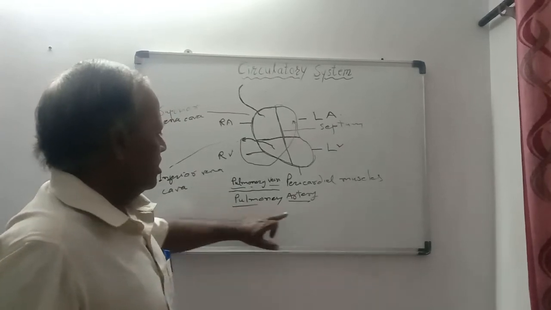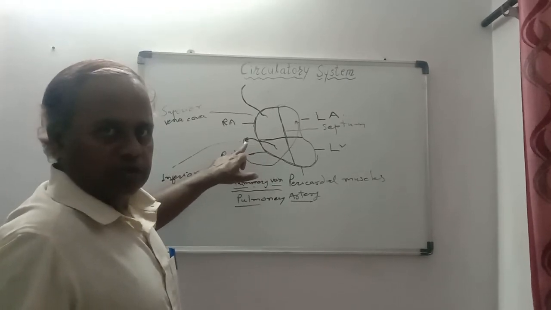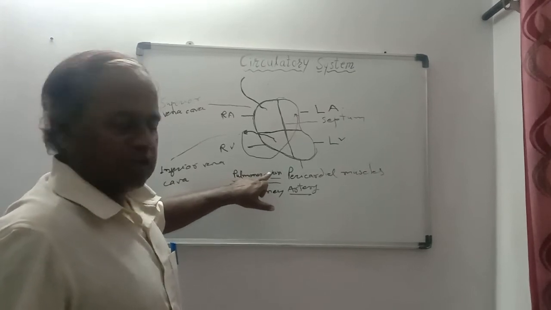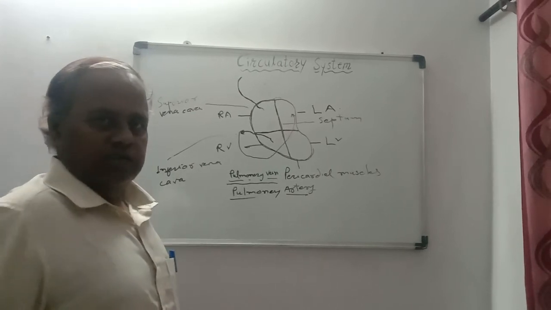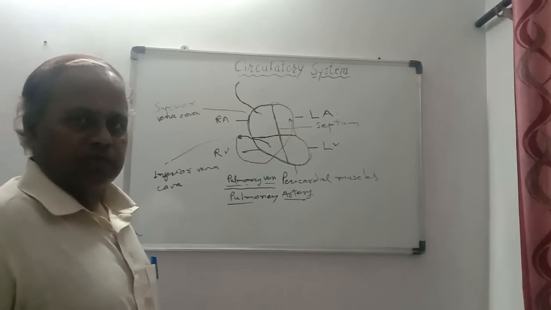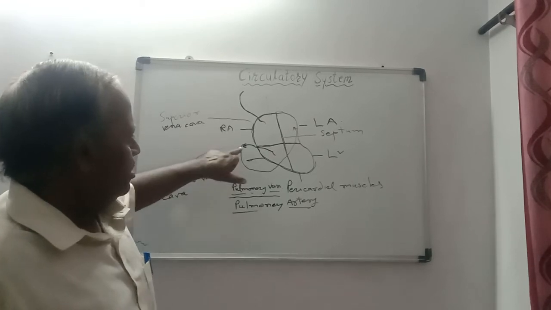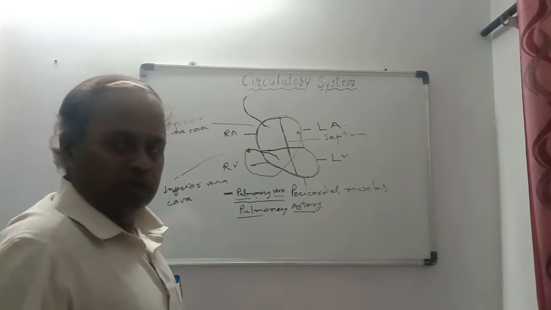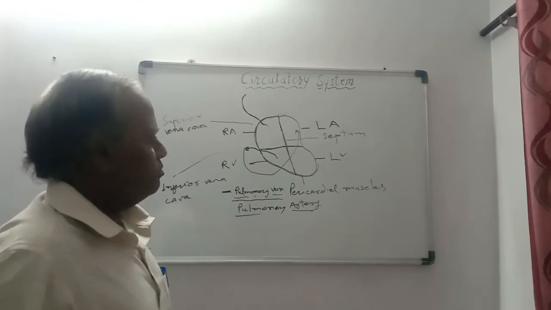The pulmonary artery takes the blood from the heart to the lungs for oxygenation, and the pulmonary vein takes the oxygenated blood to the left atrium. Generally we say that the veins are bluish in color because they bring deoxygenated blood. But only this pulmonary vein is the exception. Keep it in mind. This pulmonary vein brings oxygenated blood from the lungs to the left atrium.